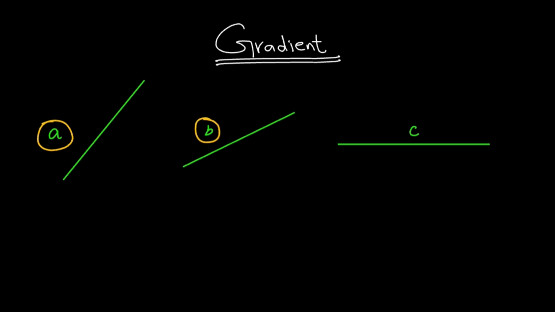Likewise, the gradient of B is greater than the gradient of C, but the gradient of B is less than the gradient of A. Since B is steeper than C, but less steep than A. So if I name the gradients of the line segments as MA, MB, and MC, I can say MA is greater than MB and MB is greater than MC.